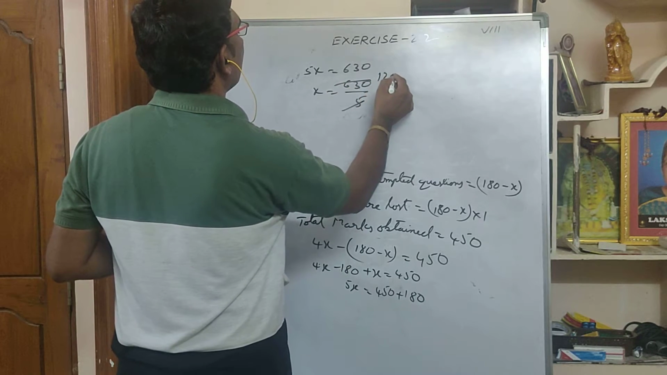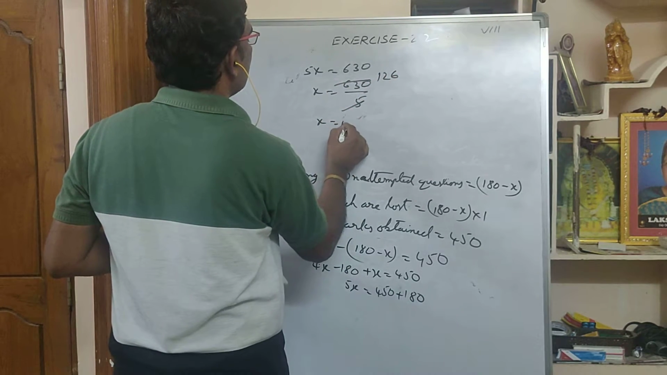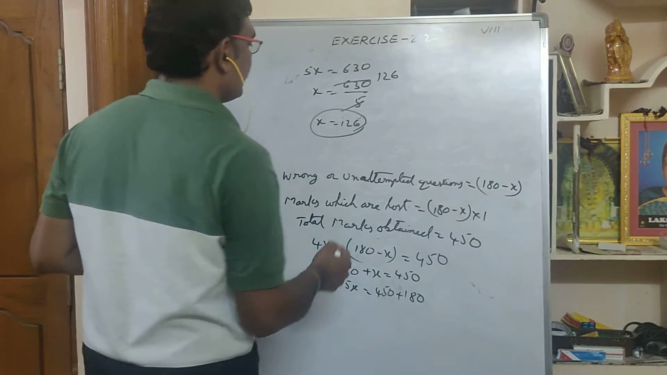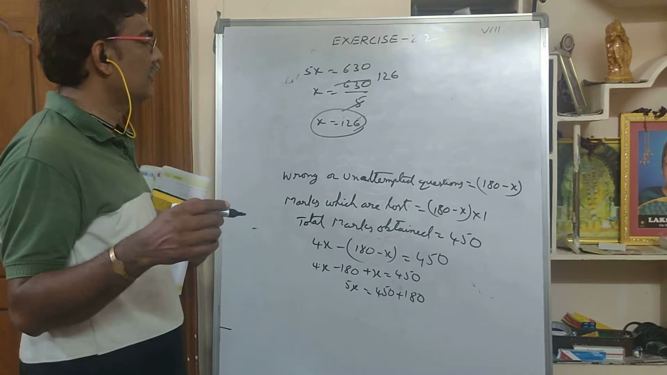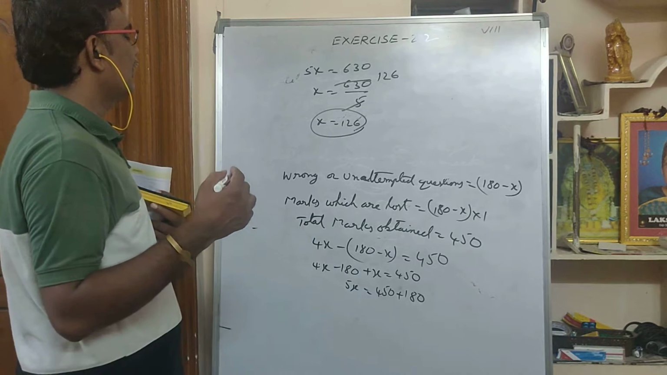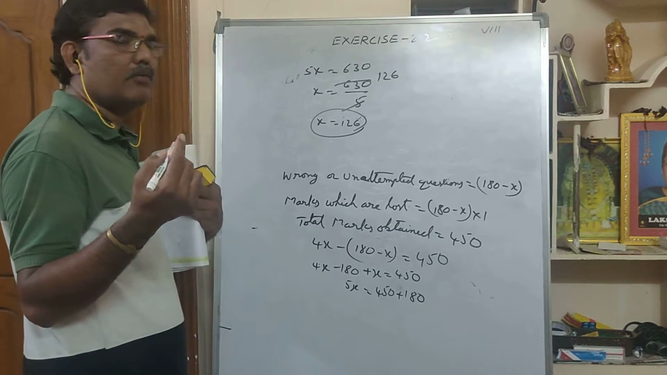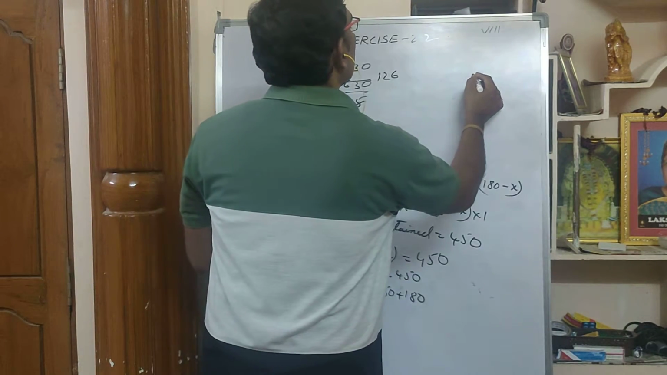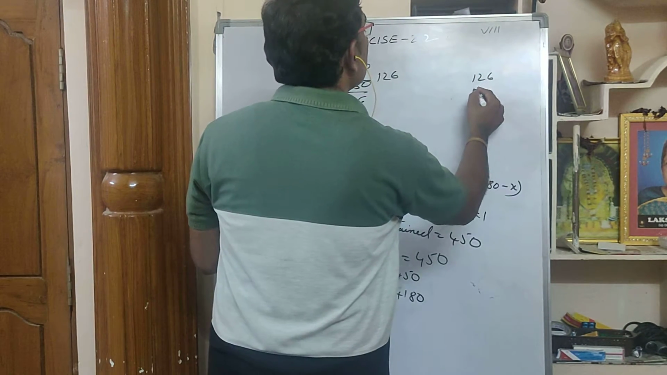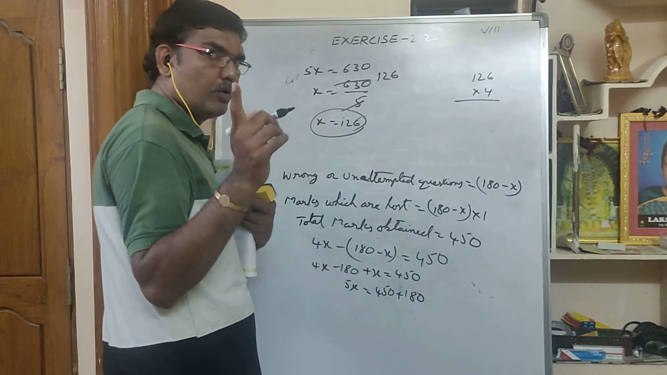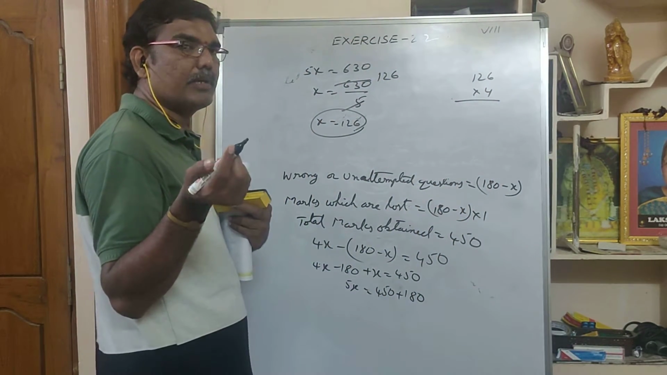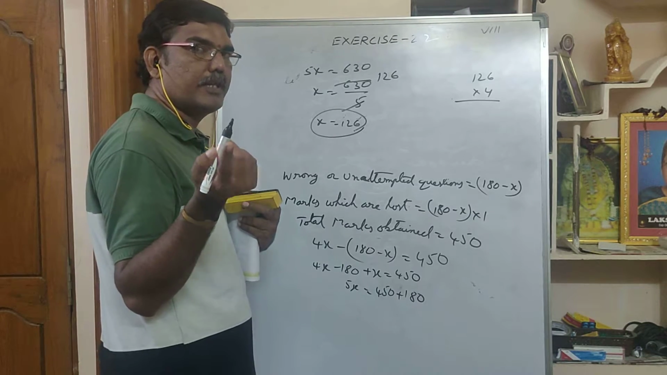5 ones are 5, 5 twos are 10, 5 sixes are 30. X is equal to how much here? 126. What is X? The number of correct questions. So how many did he do correctly? 126 are correct. So for 126, how many marks does he get? One question 4 marks. Two questions 8 marks. 2 into 4. Three questions 3 into 4.